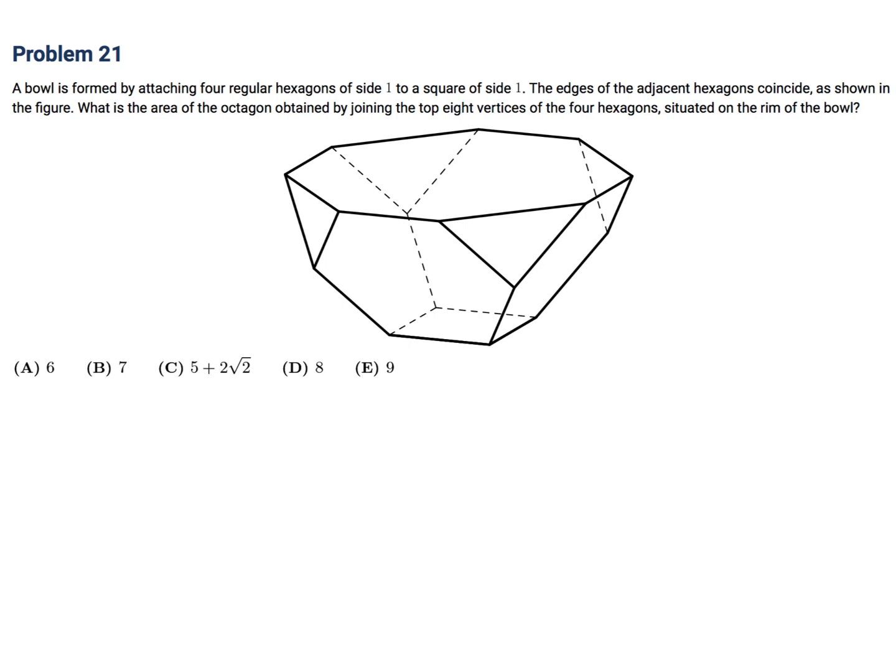A bowl is formed by attaching 4 regular hexagons of side 1 to a square of side 1. The edges of the adjacent hexagons coincide as shown in the figure. What is the area of the octagon obtained by joining the top 8 vertices of the 4 hexagons situated on the rim of the bowl?